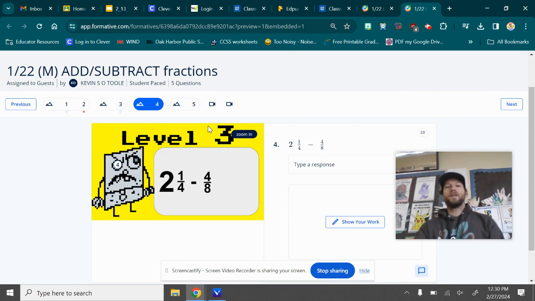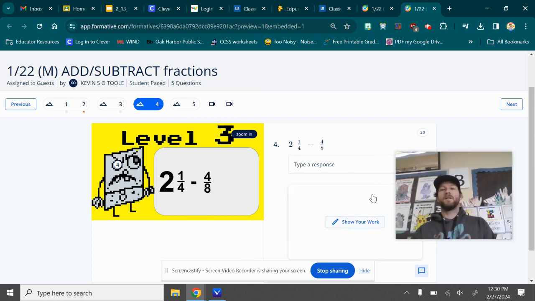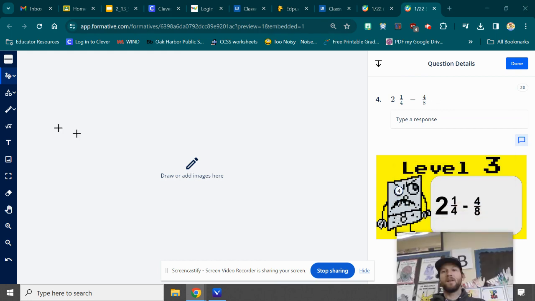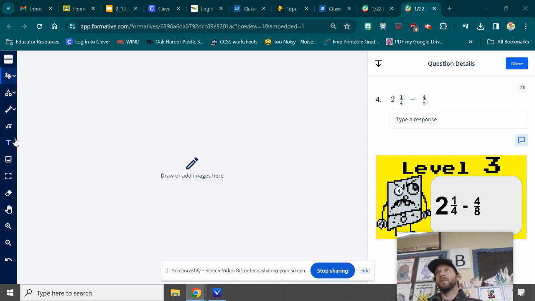This one. So here's one of the ones where we're subtracting. I'll start this one out for you because this is the tricky one. So I have 2 1/4 minus 4/8. Right away I see I don't have common denominators, but I know I can turn a fourth to an eighth by multiplying by 2. Everyone should know by now that 1/4 is 2/8. So I have 2 2/8 minus 4/8.